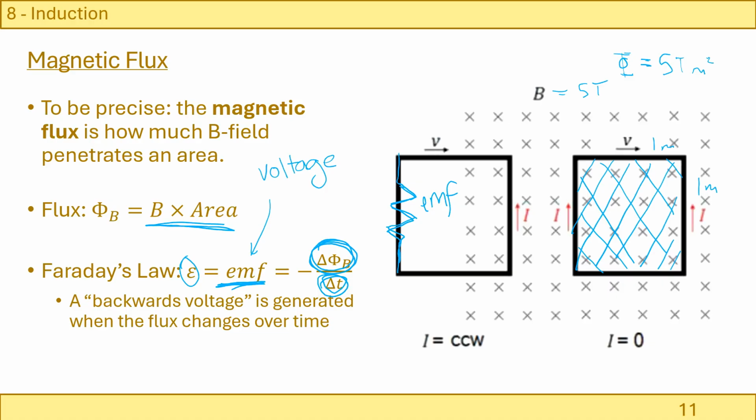There's also this minus sign telling you that we fight the change in the magnetic flux. So this can be very complicated. Essentially what it is saying is if you have a loop or an area like this square, and the magnetic field penetrating that area is changing, that's a delta phi, a change in magnetic flux, then it will generate a current with an EMF value, like a voltage across.